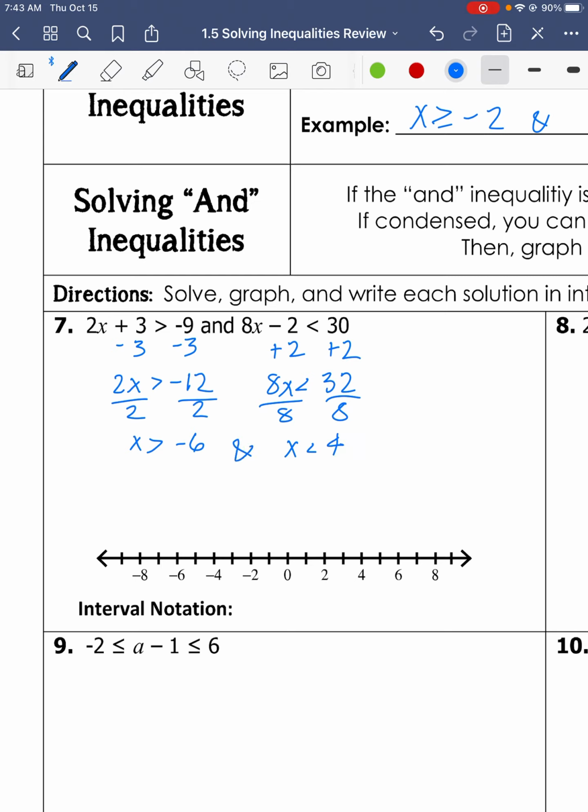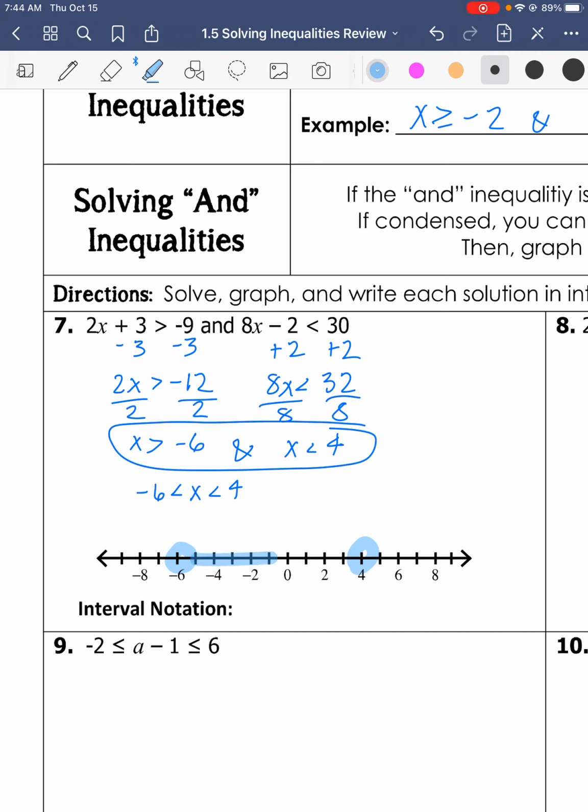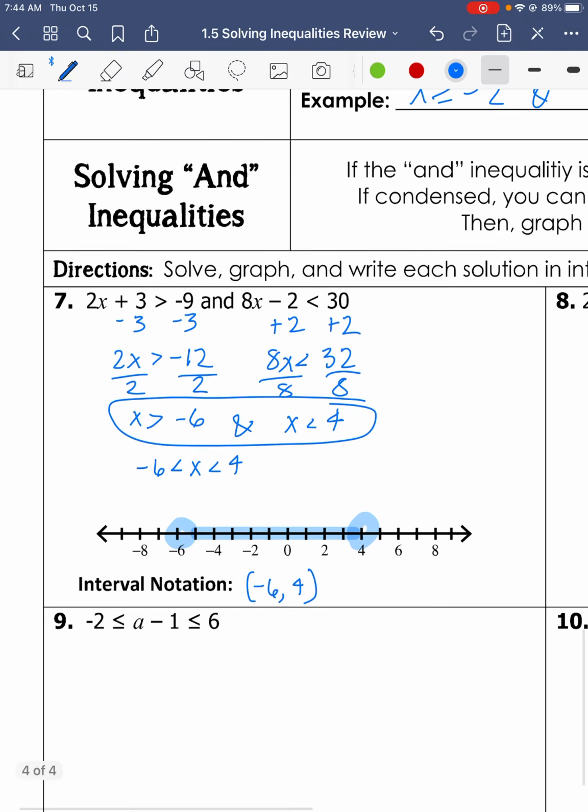So we're saying x is greater than negative 6 and x is less than 4. So if we write these as a compound inequality together, we'll write the lower end, negative 6. X is greater than that, so we'll write it this way, and then x is less than 4. So graphing this, we have an open circle at negative 6, an open circle at 4, and we're connecting everything in between. And in interval notation, we're going to write our lower bound, negative 6, our upper bound 4. It does not include either one of these values, so we'll just write them in parentheses like that.